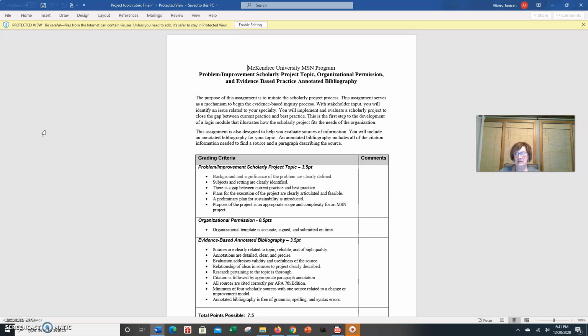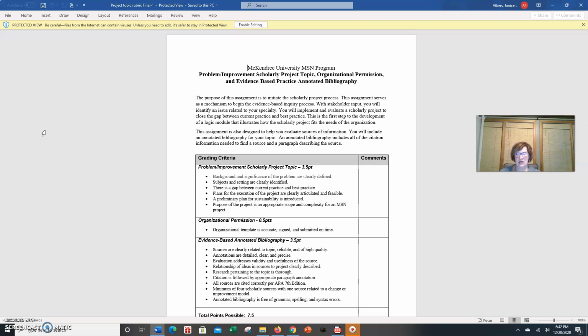What kind of gap is there between the current practice and what's considered best practice? And again, that's one of the nuances that you're going to take a look at as far as what can be done to elevate the current practice to best practice as you move forward with your scholarly project. You're also going to start conceptualizing the plans for how you're going to execute your project and make sure that it's very clear.